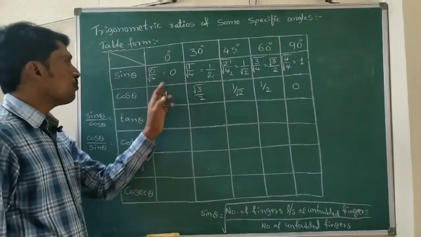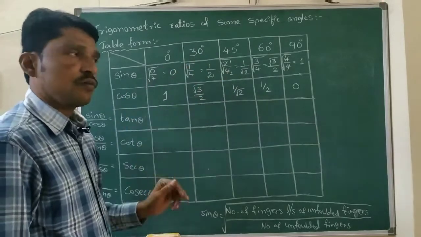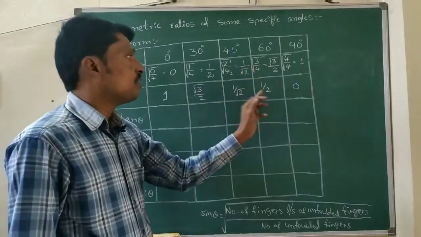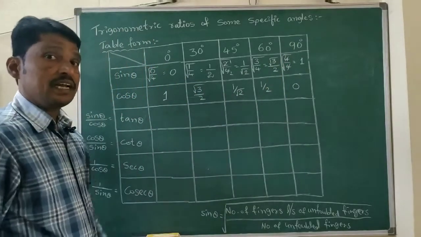So cos 0 is 1. Cos 30 is root 3 by 2. Cos 45 is 1 by root 2. Cos 60 is 1 by 2. Cos 90 is 0.